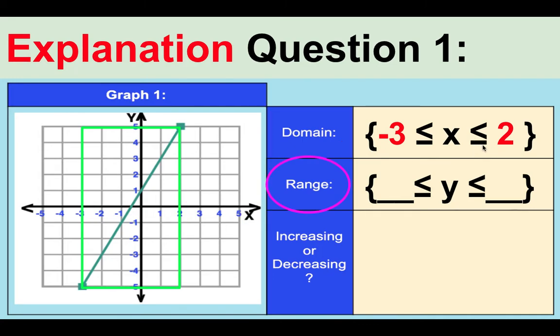Then range is all possible y values. So we look at the y-axis. What's the smallest y value of the box? It's -5. So we write our -5 first. What's the largest y value of the box? That's 5. So we write that second. Is this function increasing or decreasing? We read in English from left to right. So if we scan this graph from left to right, this line is going up. So it's increasing.